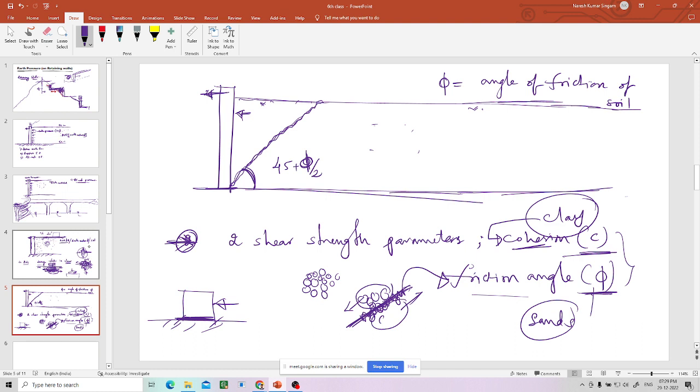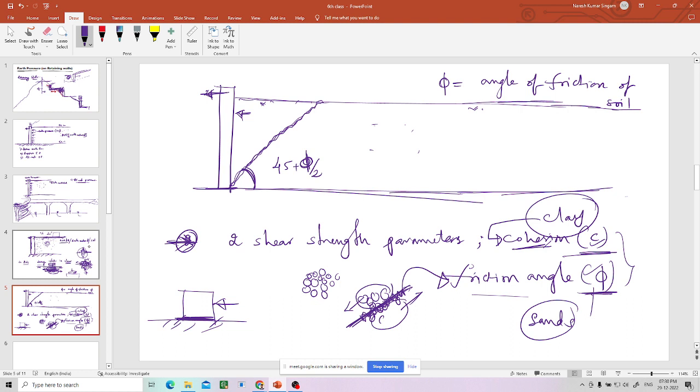Sandy soil means friction soil. These are frictionless soils or cohesive soils, and friction soils or sandy soils. So that's how we divide soil into two different materials. Now you know two different parameters which can describe the shear strength. Some soils may have both C and phi. Some soils may have only C, only phi, anything. So a combination is also possible.